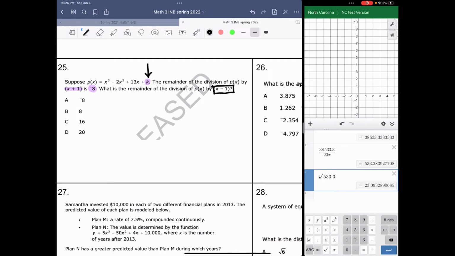So what I'm going to do is set up synthetic division, so that I can use what they've given me. So I have positive 1, and we're going to use negative 1 because it's always the opposite. And we know the remainder is 8, so I don't need any placeholders. So I'm going to pull my constants, and I'm going to put the K there. And I know my remainder is negative 8.